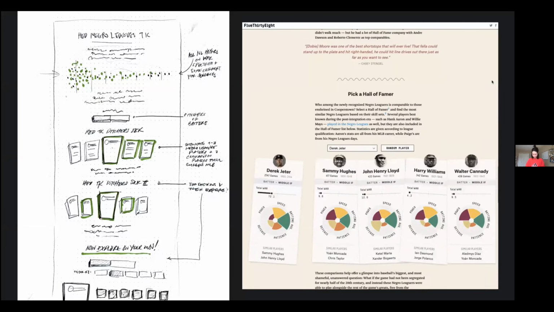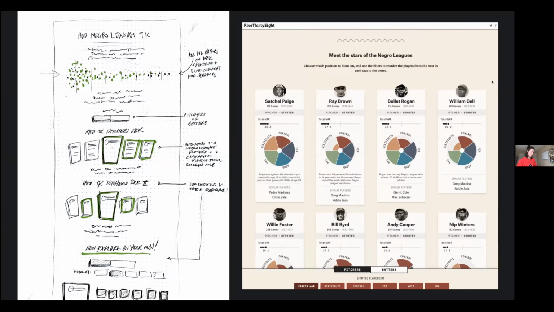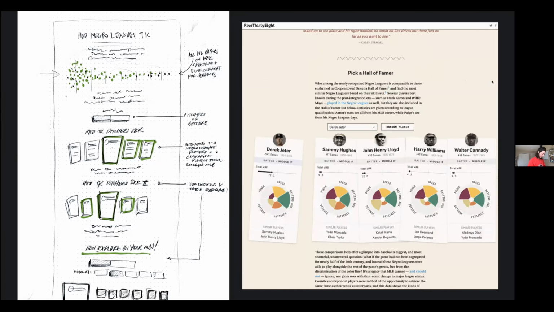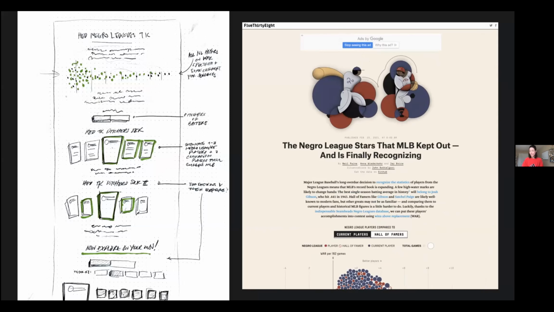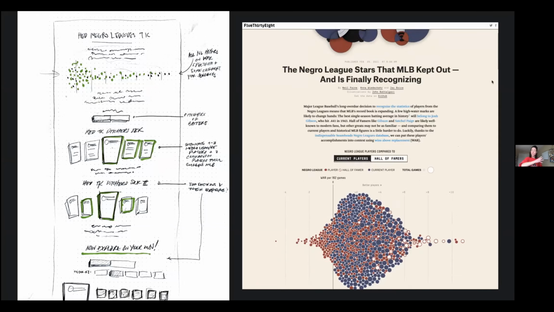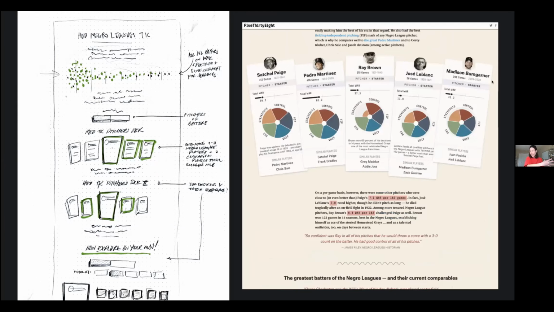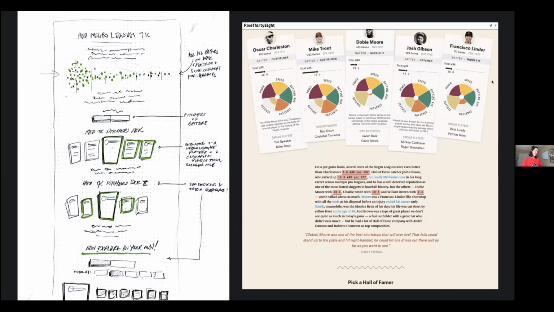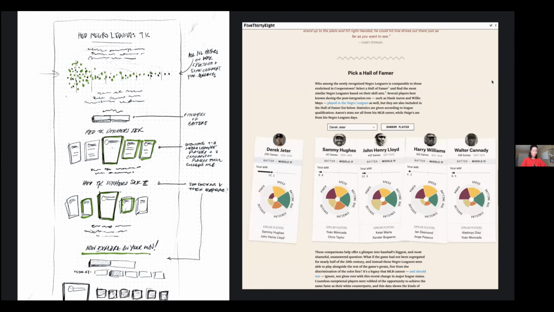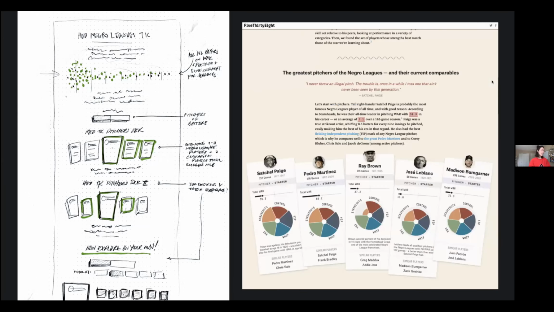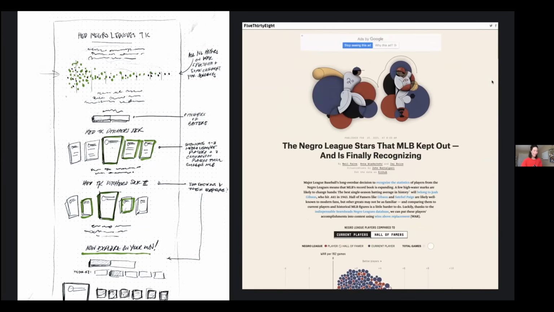Won't go super into detail, but this is probably my favorite project I've ever worked on at FiveThirtyEight. Last year, Major League Baseball decided to integrate the statistics from the Negro Leagues, which was a segregated league of baseball. The statistics from those players had never been integrated into the larger Major League Baseball statistical database, and they were deciding to do that for the first time last year.